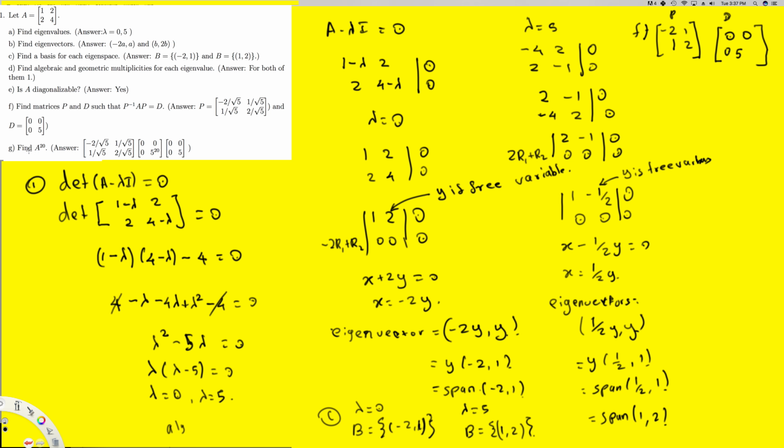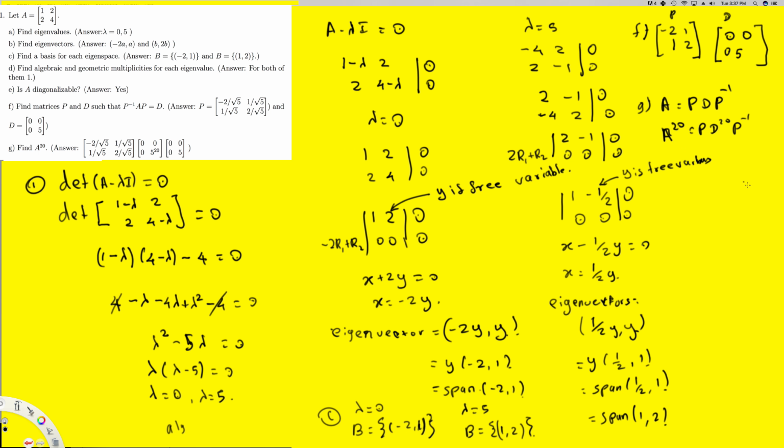The next question is asking to find A^20. To find A^20, I have to use the equation A is equal to PDP inverse. If A has a power, for example, in this case A to the power 20, then A^20 is going to be P times D^20 times P inverse.